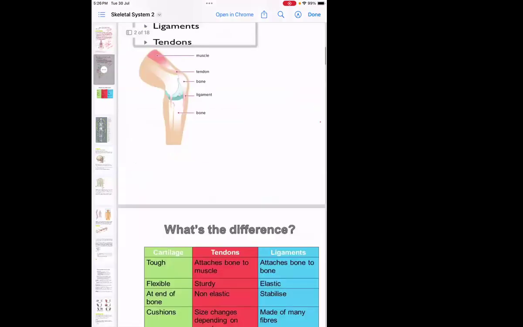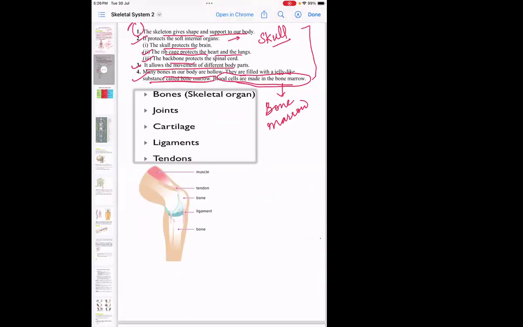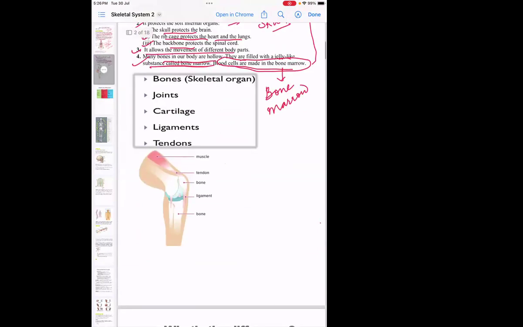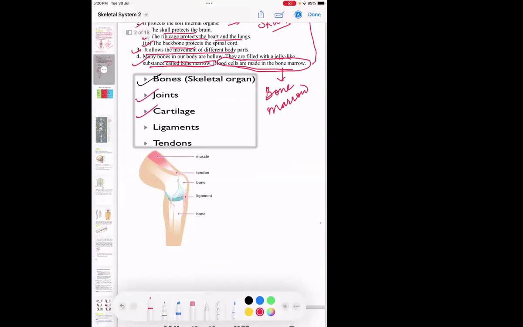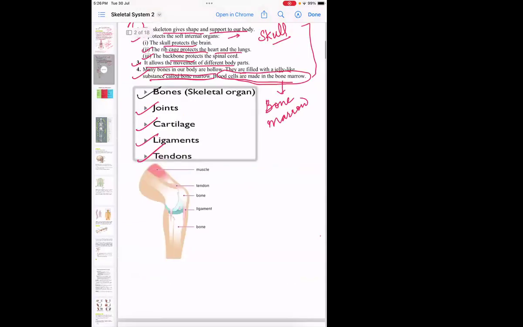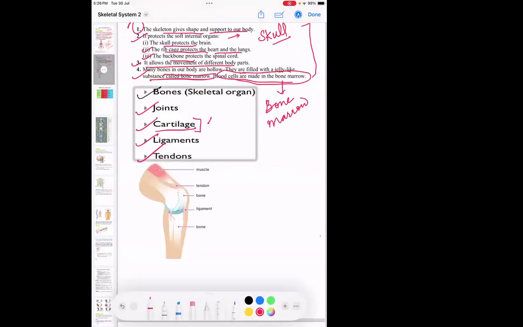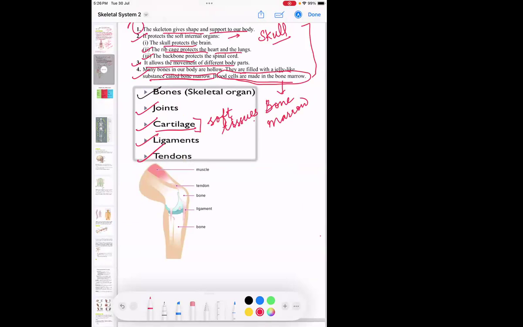So now today we will be discussing the next topic. I hope my screen is visible. Yes. Okay, so we have the different parts when we talk about our skeletal system. We have the bones, the joints in our body, the cartilages, the ligaments, and the tendons. Now, first of all, we'll be discussing the differences between cartilages, ligaments, and tendons. Cartilages, as I already told you yesterday, are soft tissues. And where are these cartilages present? Ma'am, ear and nose. Ear, nose, we have the cartilages, right?